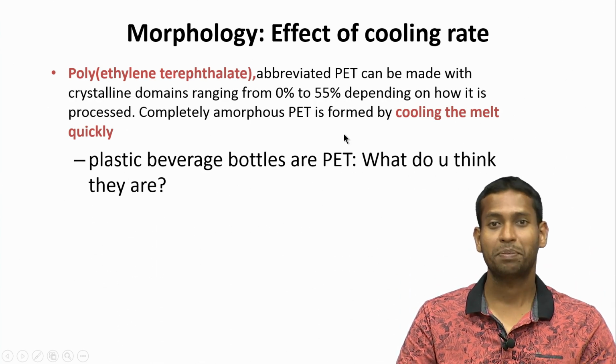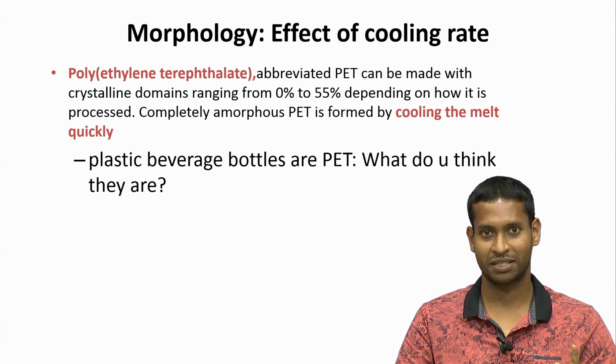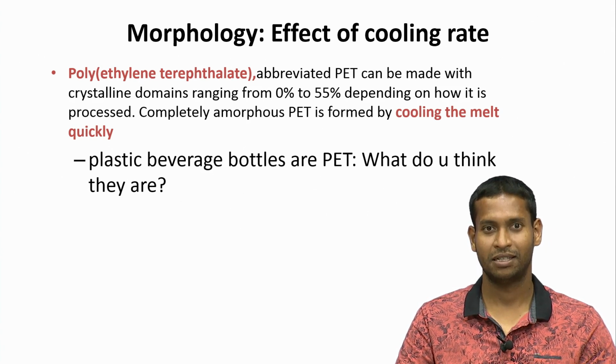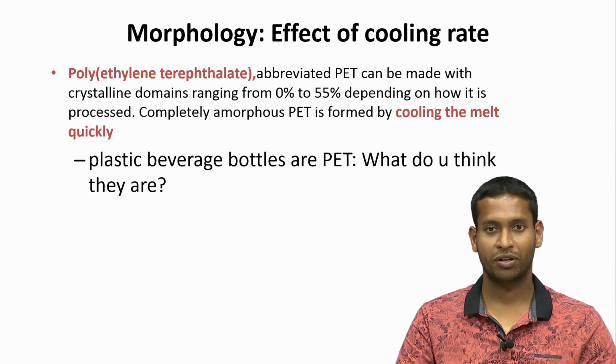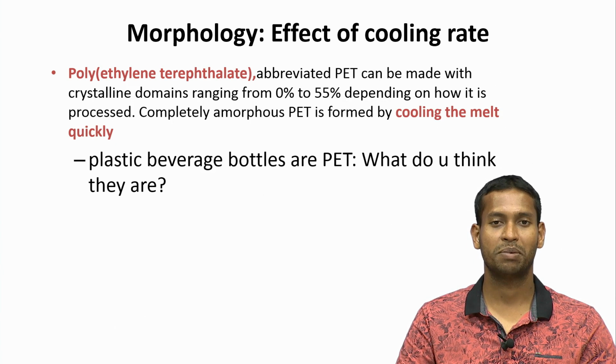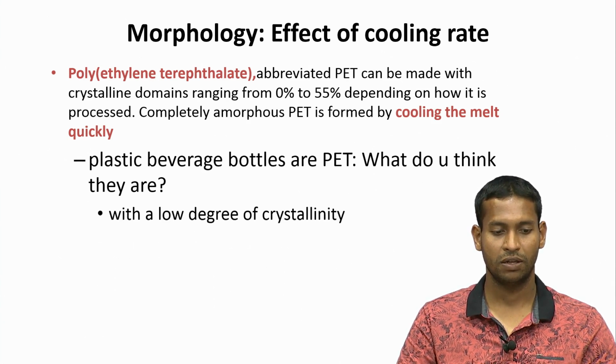So, plastic beverage bottles are PET. What do you think they are? Are they crystalline or are they amorphous? Remember what I told you earlier regarding what happens to the light scattering, and in general how elastic and soft it becomes. Since we know that these plastic bottles are transparent, they cannot be crystalline, because crystalline structures scatter light and do not let the light pass through. So, they will be more opaque. The plastic bottles, as we know, are transparent, made of PET, so it has to be amorphous with a low degree of crystallinity.